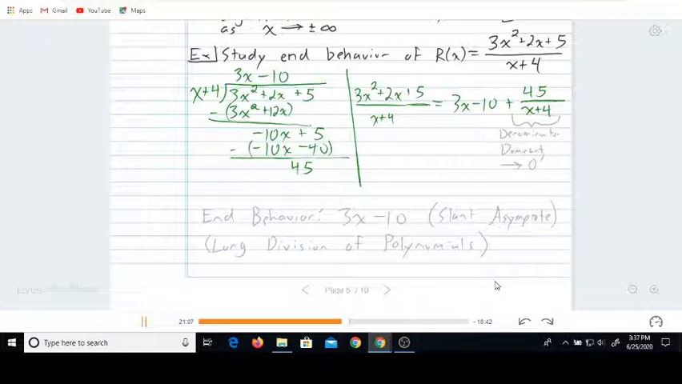Now notice right here in this term, the denominator is dominant. So that means this is going to go to 0 as x gets larger and larger and larger, which just leaves the 3x minus 10 part. So here the end behavior is 3x minus 10.